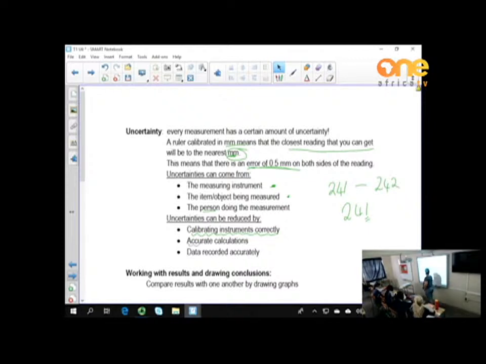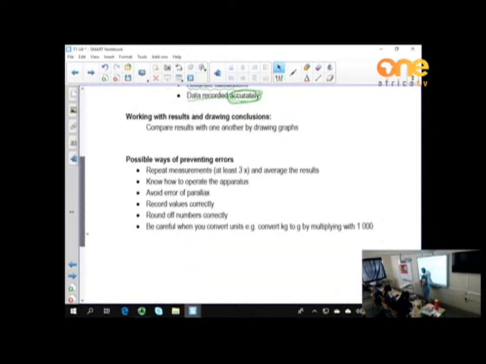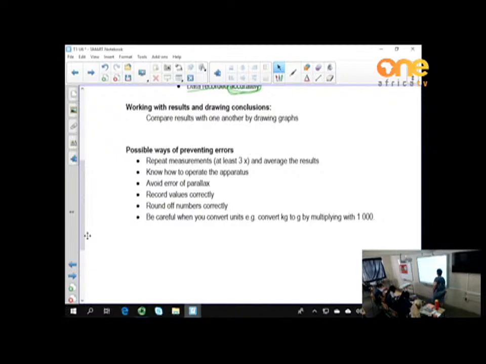Accurate calculations: we work out averages with which we do our calculations, and we need to record the data accurately, to avoid human error. When we work with the results and draw a conclusion, we will always compare results with one another by drawing graphs, because it's the easiest.